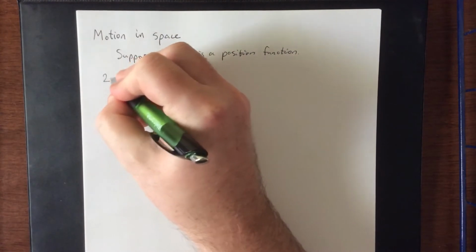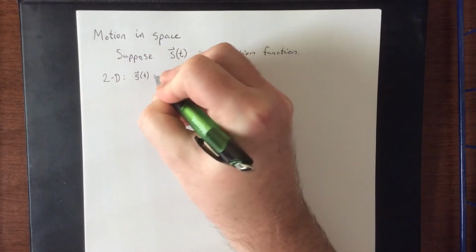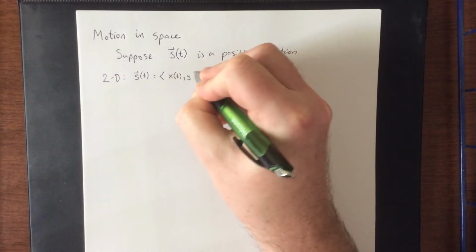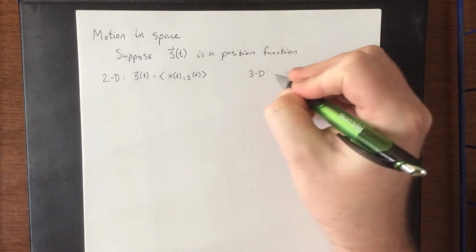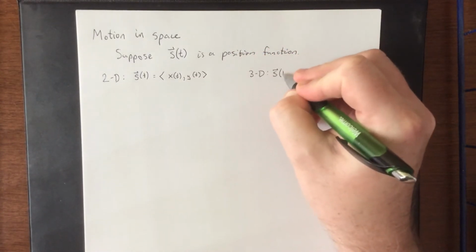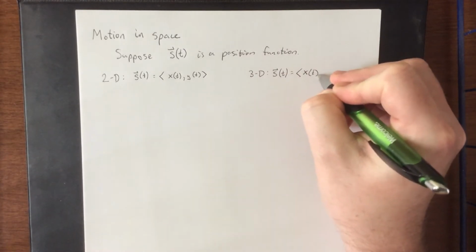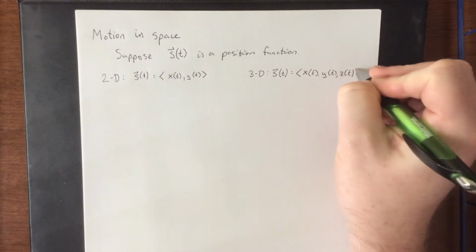So two possibilities here. If we're talking about 2 dimensions, then chances are pretty good you would need an x function and a y function for this. Whereas if we were in 3 dimensions, we would need an x of t, a y of t, and a z of t for our 3 component functions.